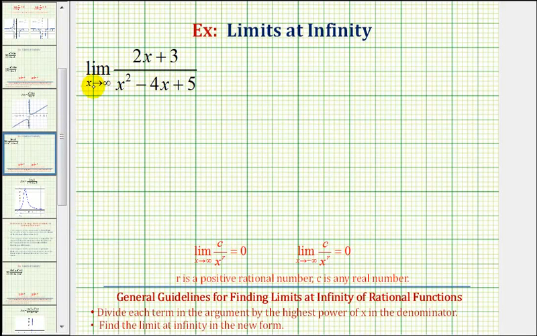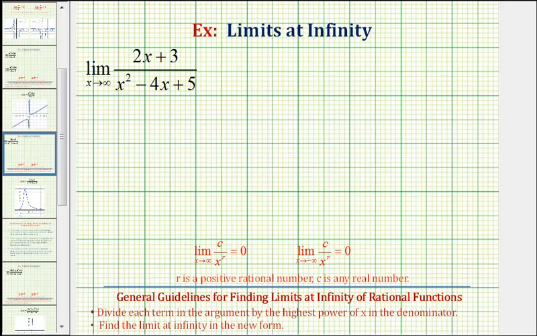We want to determine the limit as x approaches positive infinity of the rational function, the quantity 2x plus 3 divided by the quantity x squared minus 4x plus 5. When determining limits at infinity of rational functions, we can tell a lot about the limit by determining the degree of the numerator and the degree of the denominator.